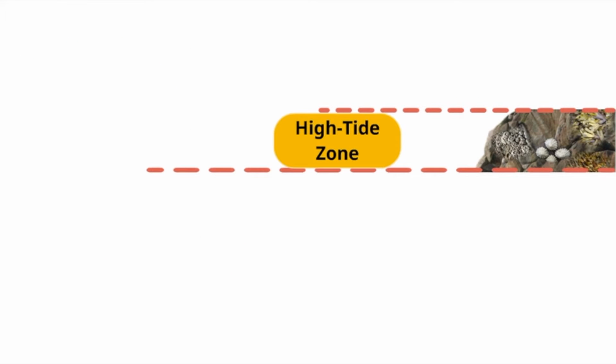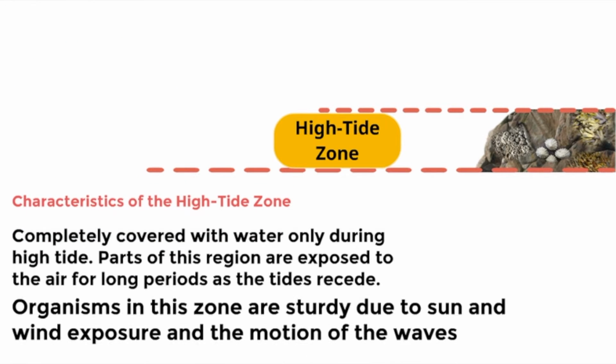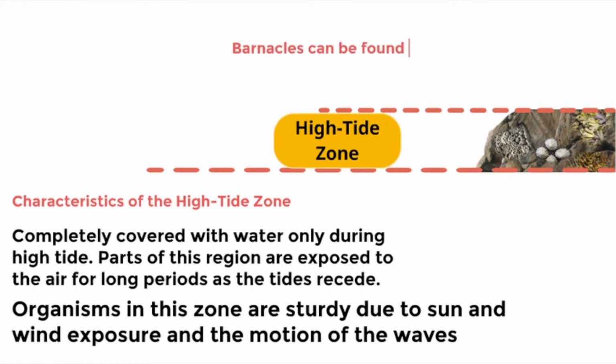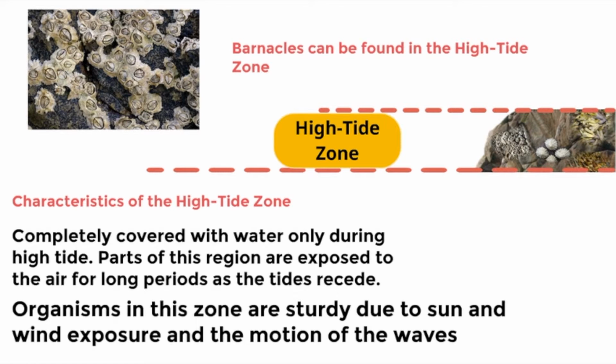The high tide zone is completely covered in water only during the high tide, and is exposed to the air for a long period of time as the tides recede. Organisms in this zone are steady due to the sun and wind exposure and the motion of the waves. Barnacles can be found in this intertidal zone.